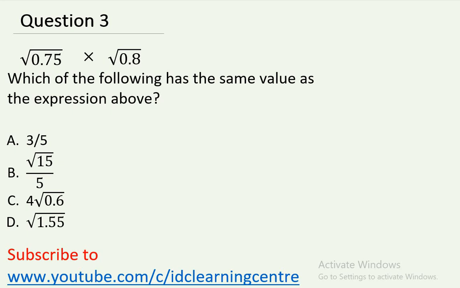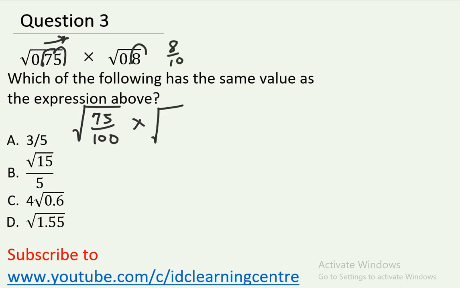So for this question, I'm going to do just that. For this first one here, change it to fraction. So we are going to have root 75 out of 100 as fraction, because from the decimal point you have to move 1, 2. 100 has two zeros, that's why the denominator is 100. This one is just moving 1, so it's going to be 8 out of 10 as a fraction. So we have root 8 out of 10.